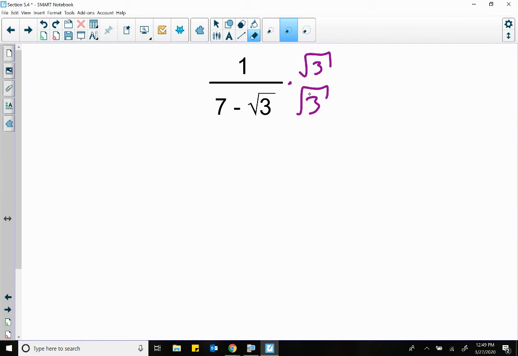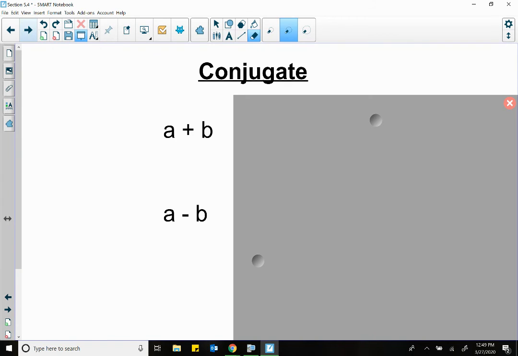Because if I multiply by this square root of 3, if I distribute that through, I end up with 7 square roots of 3 minus 3. You see, I still have a radical down there. So multiplying by the square root of 3 isn't enough. So this is where I got to teach you one last concept for 5-4, and it's called a conjugate.